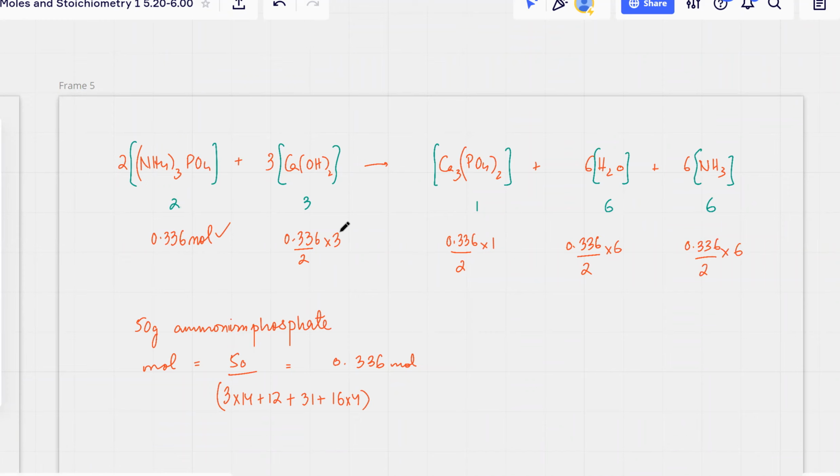For calcium hydroxide, it's 0.504. So you're getting 0.504 moles. What about calcium phosphate? 0.168 moles.